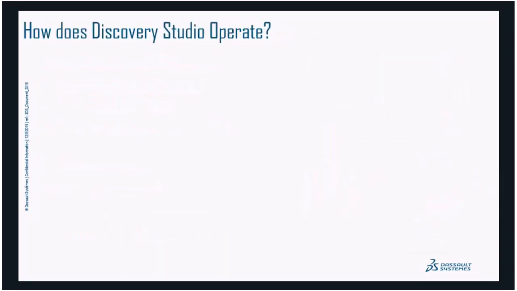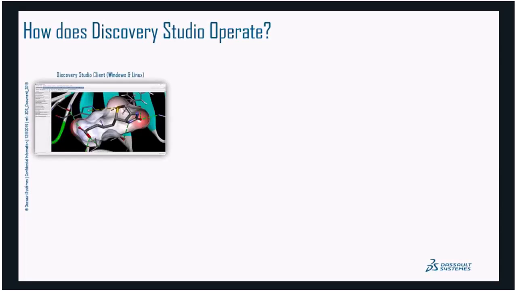So how does Discovery Studio operate? I like to think of Discovery Studio operating on 3 tiers. The first tier is your client interface. This is your standard graphical user interface. It can be installed on any Windows or Linux machine. And this allows you to upload a protein structure, do a docking calculation, build a homology model, visualize that output and do calculations.